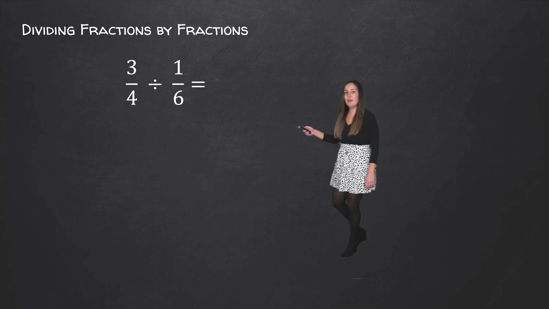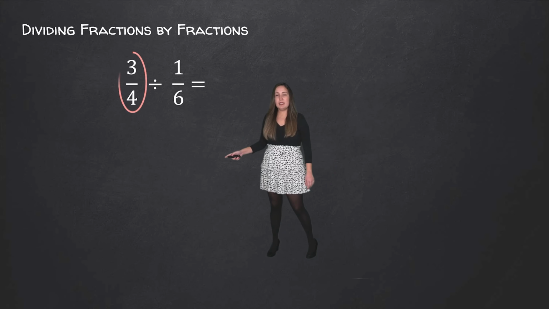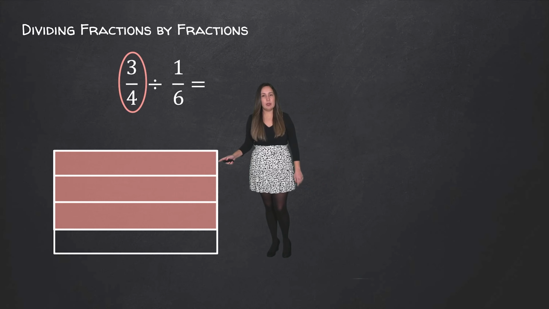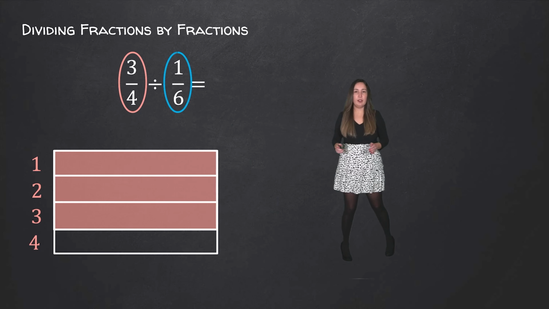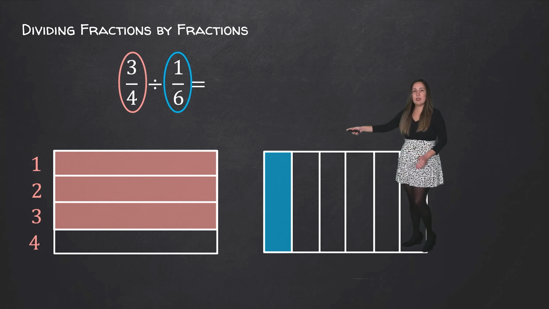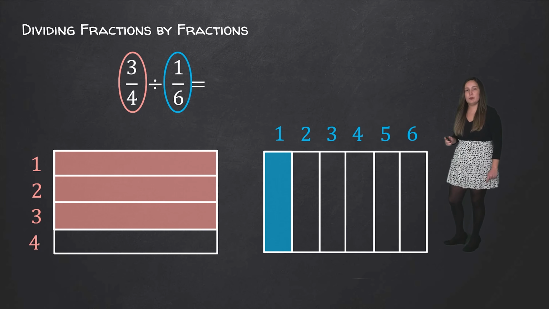So here we have 3/4 divided by 1/6. We're going to take a rectangle and represent 3/4. So we have 3 shaded parts out of 4 equal pieces. Then we're going to cut another rectangle in the opposite direction, so vertically, and we're going to represent 1 out of 6. So we have 1 shaded part out of 6 equal pieces.